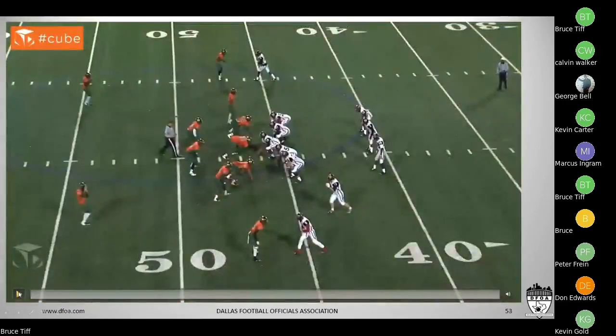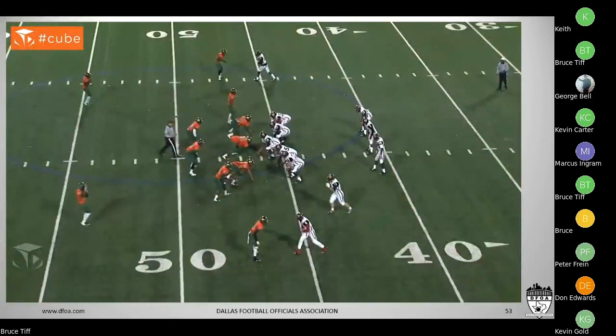Hey, Bruce. Excuse me, Bruce. We have a question. Which block would decide where the ball is spotted? What was the question, Keith? Which block would decide where the ball is spotted? And I was busy doing something else.